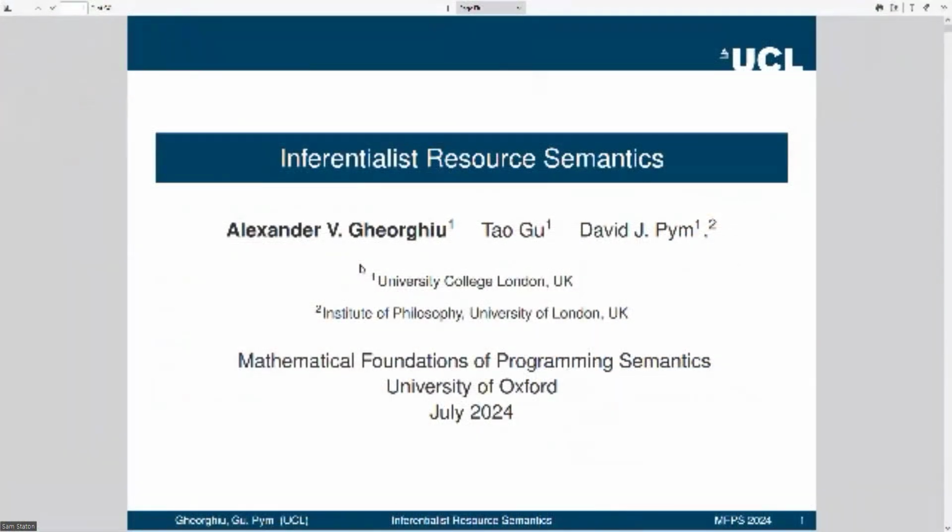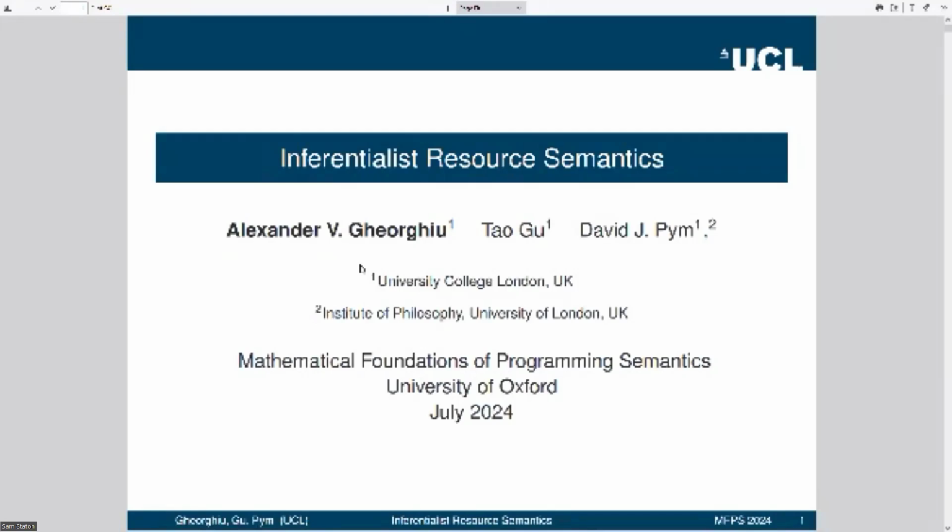Okay, welcome to the first session of Contributed Talks, MFPS number 40. I was here for MFPS number 1, so it's a thrill to be back in my hometown of Oxford, where I did my PhD many millions of years ago. And it's great to see that the area is still vibrant. Lots of new young people doing great work.